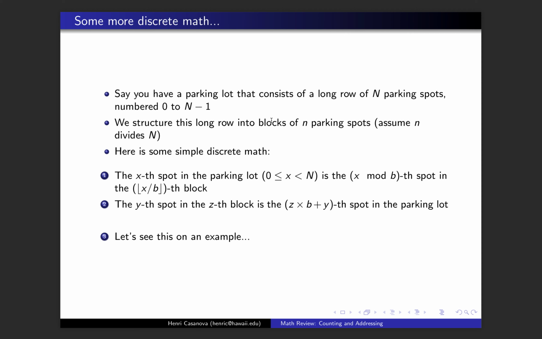And so here is some very simple discrete math. The x-th spot in the parking lot, so x is therefore a number between 0 and N minus 1, is the x mod b spot in the floor of x divided by b block. We're going to see an example where this makes sense. Here's another statement. The y-th spot in the z-th block is the z times b plus y-th spot in the parking lot. Okay, so we're going to see an example.